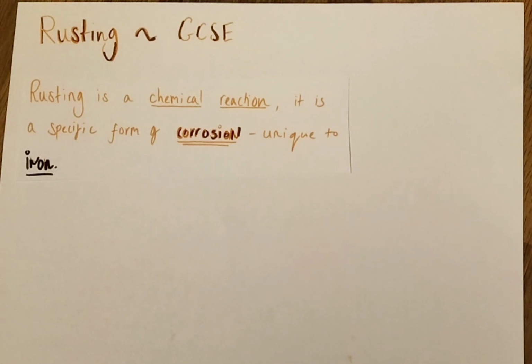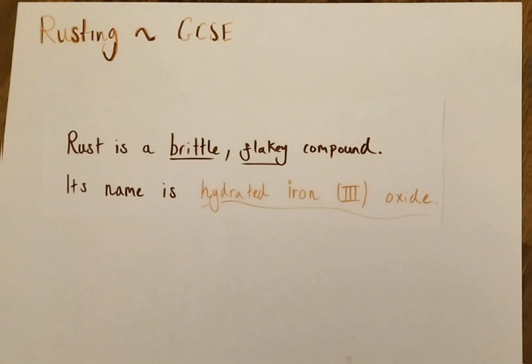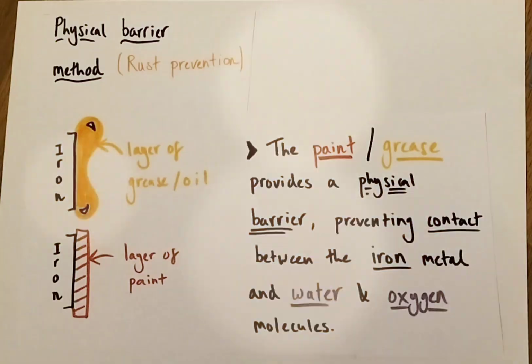So, rusting is effectively just a very specific form of corrosion of a metal and is unique to the metal iron. For rusting to occur, the iron must be in direct contact with both water and oxygen. Rusting is a reasonably detrimental process to allow to occur. It will weaken the iron structure. Rust itself is a compound and it is brittle and flaky. At GCSE, we say that rust is specifically hydrated iron 3 oxide as a name for that compound.